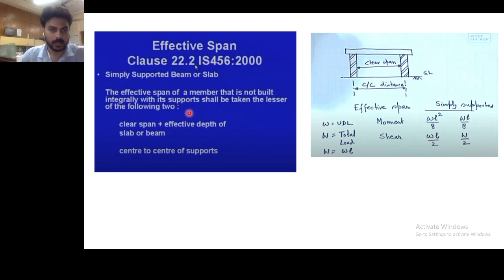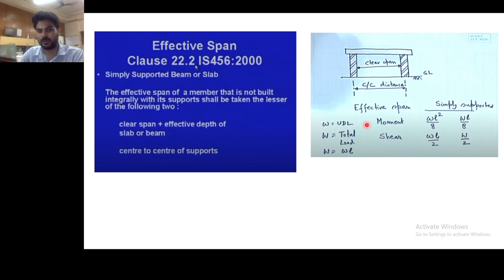Sorry, the previous statement was not correct. The effective span can be calculated as the clear span plus effective depth of the slab or beam. For the slab we will use the slab depth, for the beam we will use the beam depth. So the clear span plus effective depth, and the center to center of supports, whichever is lesser, we have to consider as the effective span. I said center to center directly for a simply supported beam, but that is not the case. By clause 22.2 of IS 456, this has to be taken care of.